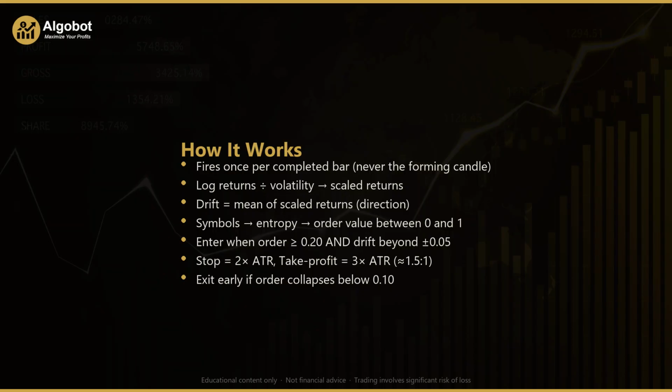Finally, position management. The strategy never stacks trades. While one position is open, it won't add another. Each trade can close in one of two ways. Either price reaches the ATR stop or the ATR take profit, or the ordered regime dissolves. If the order value collapses below the exit order threshold of 0.10, the strategy reads that as the structure breaking down, and it closes the position early rather than waiting. That regime dissolution exit is what makes this approach adaptive.